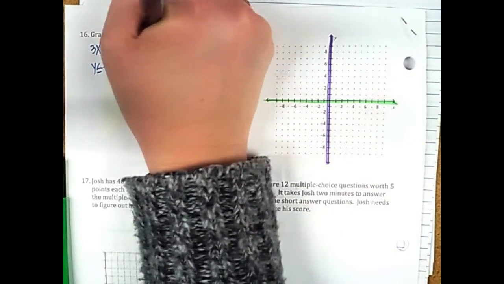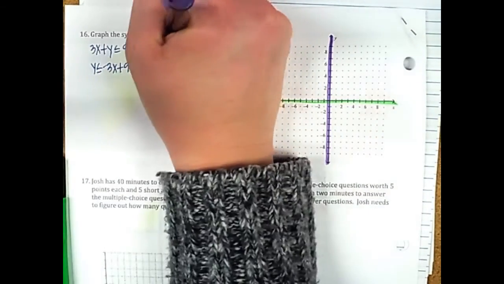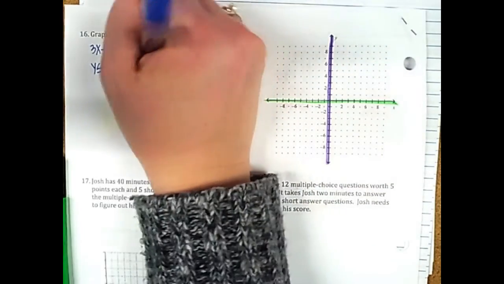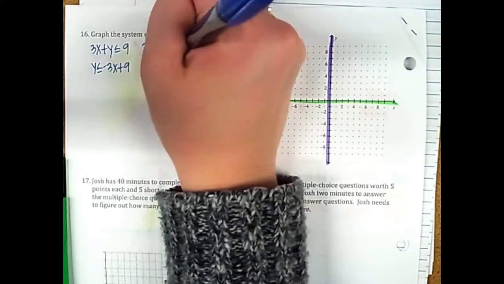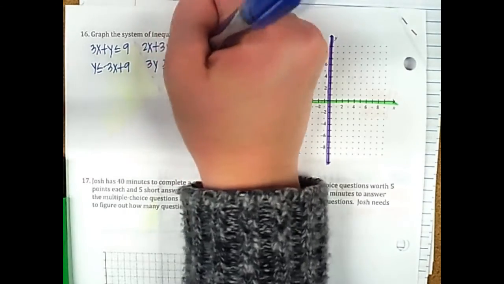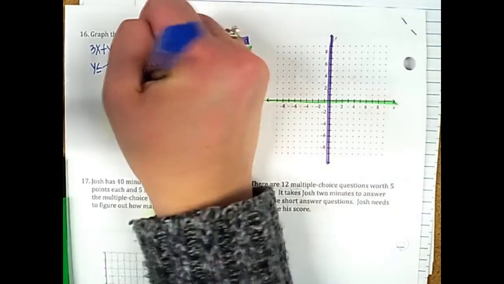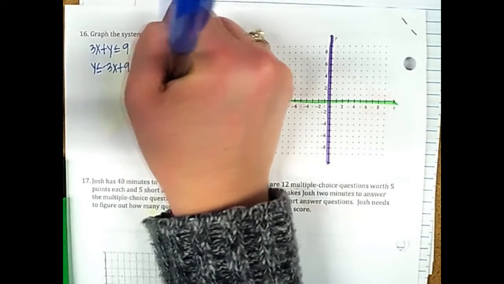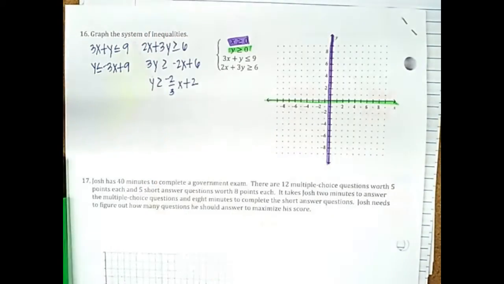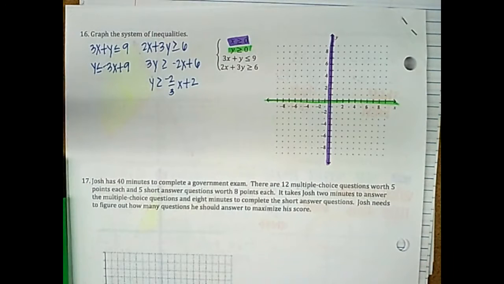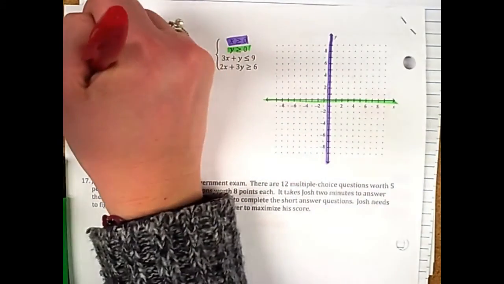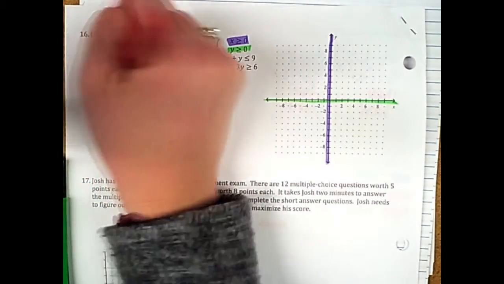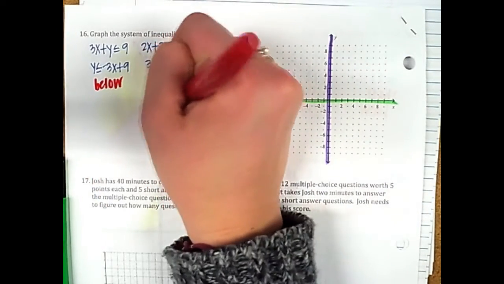And then here, I'm going to subtract 2x. I feel like this is really similar to the one we just did. Negative 2/3 x plus 2. Okay, so we are going to start just identifying where the shading is going. Because this is less than, we're going to shade below. And this is greater than, so we're going to shade above.